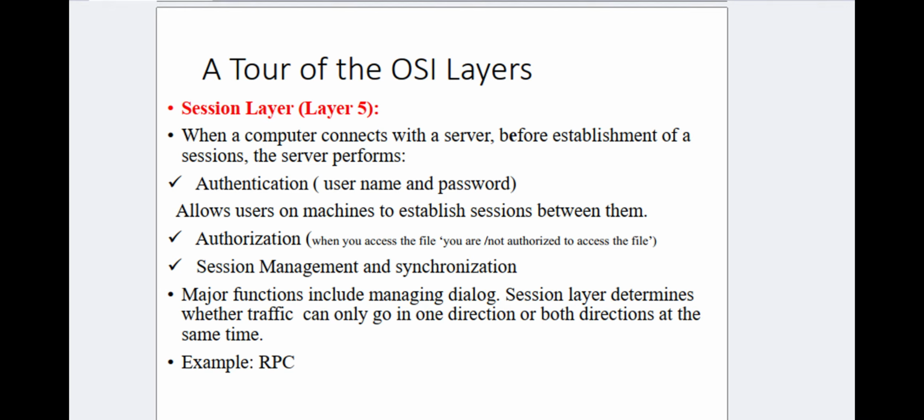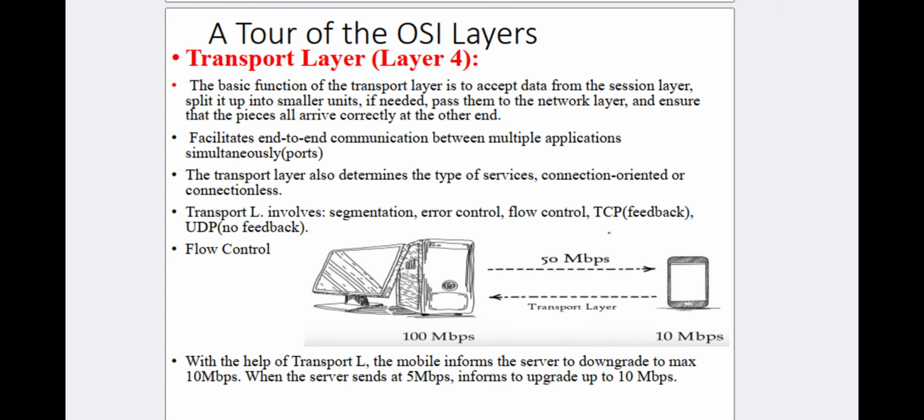Session layer. Layer 5. When a computer connects with a server, before establishment of a session, the server performs authentication, username and password, and allows users on machines to establish sessions between them. Authorization: when you access a file, you may not be authorized to access it. Session management and synchronization. Major functions include managing dialogue. The session layer determines whether traffic can only go in one direction or both directions at the same time. Example, RPC.